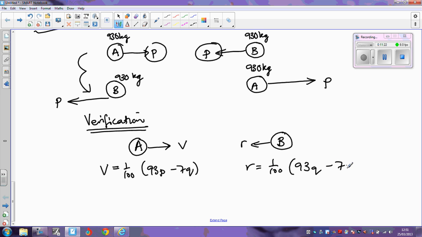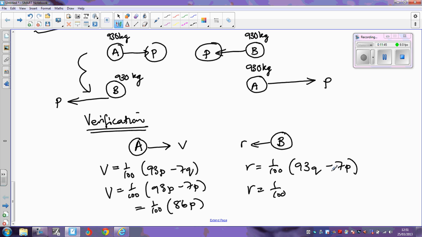Now, essentially, if we look at those two expressions, if P and Q are no longer different but are in fact exactly the same, then V will be 1/100 of 93p minus 7p, in other words, 1/100 of 86p. And if we look at this one, if I change the Q into a P, it's again going to be 93p minus 7p. So R is also going to be 86p over 100. So our two expressions for V and R back up the fact that if the speed of both of them to start with is exactly the same, then the speed of both of them, V and R, will actually just be exactly the same.